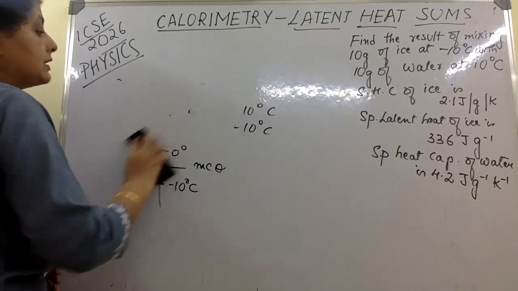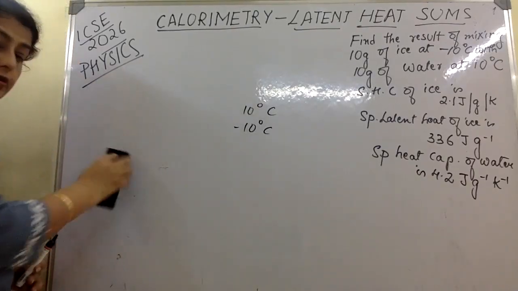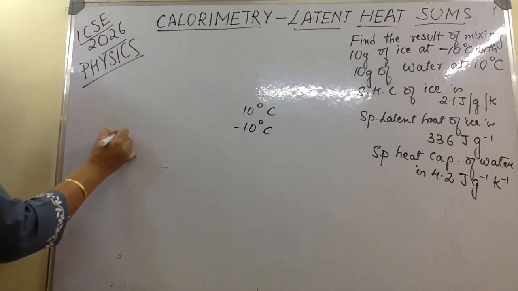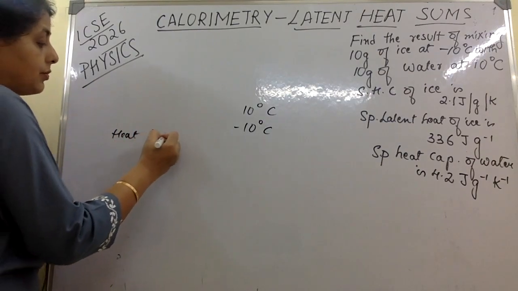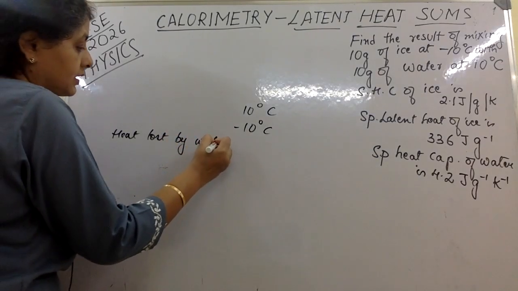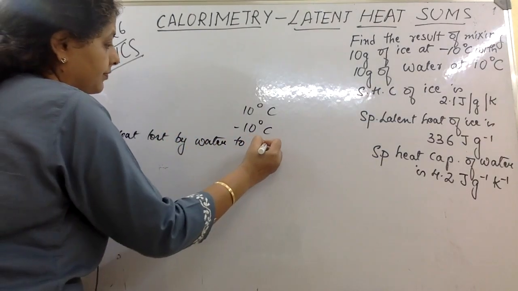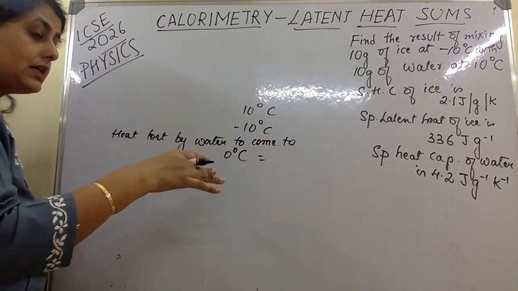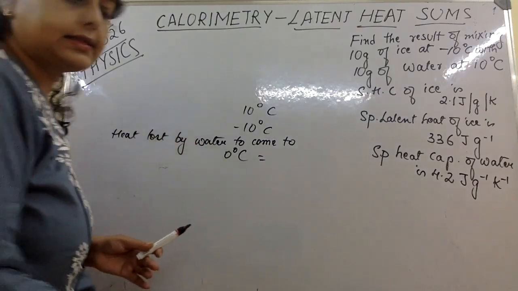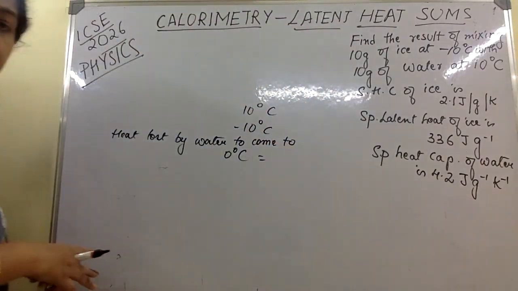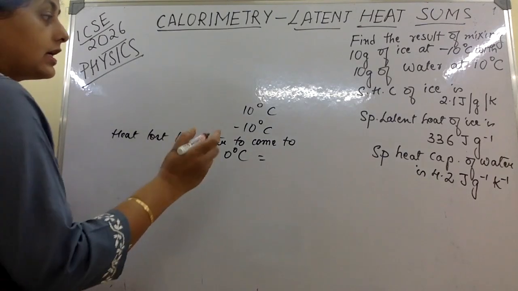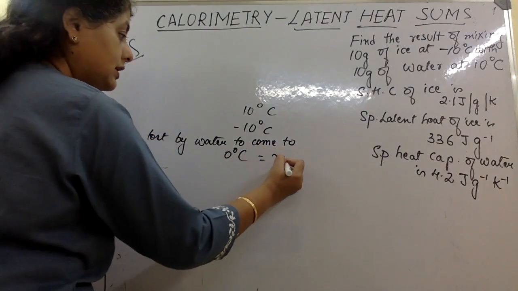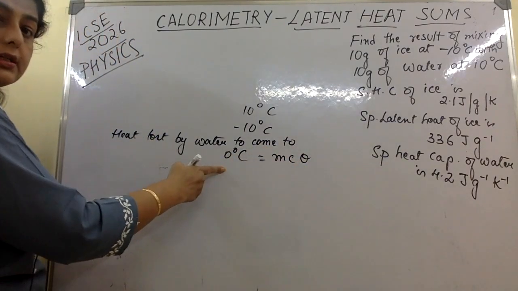So here, how much heat is lost by the water? Let me write: heat lost by water to come to 0 degrees centigrade. That is, the water is losing heat when it is coming in contact with ice. So how much heat will it lose? Again we will do mc theta, because water is coming down till 0 degree.